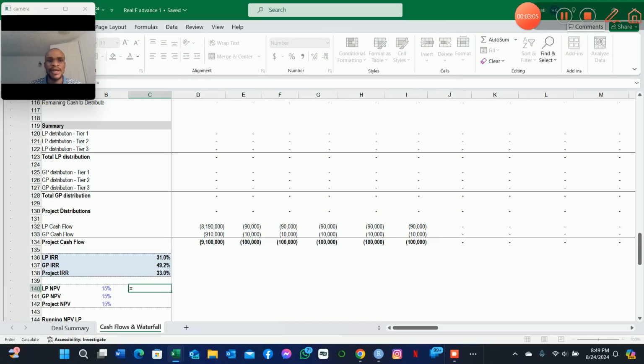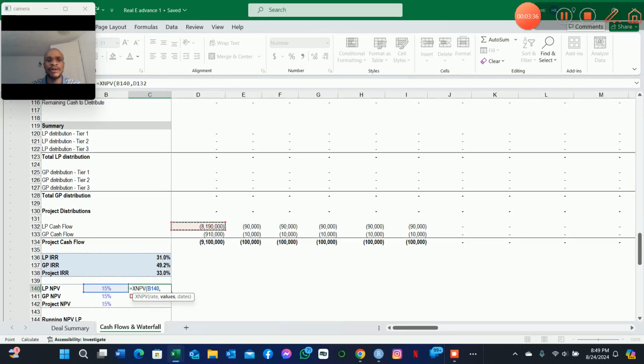So we go here, it's going to be XNPV, and we have the cash flows. First of all, we have to reference the discount rate for each partner, and for the entire project. In this case, we said it's 15%. So the discount rate is the weighted average cost of capital. So this is the risk that is involved in investing in this project. So we reference that there.